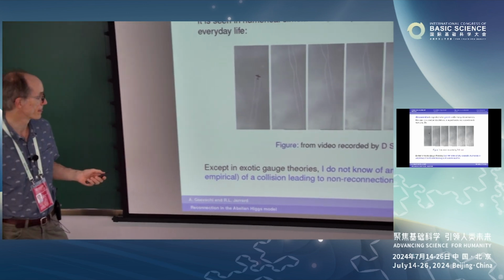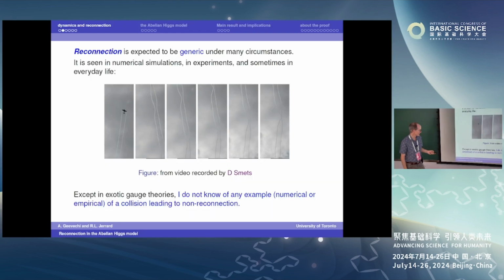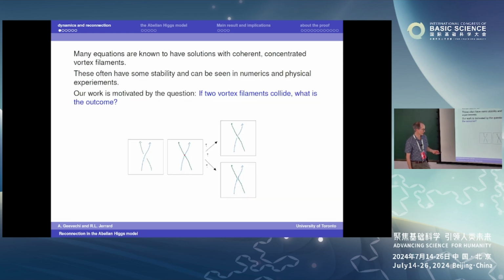And in fact, I would say, there are some exotic gauge theories in which two filaments cannot penetrate each other. But leaving those aside, I do not know of any example anywhere, numerical or empirical or experimental, of a collision leading to a non-reconnection. I don't know of any example of this happening in any collision.